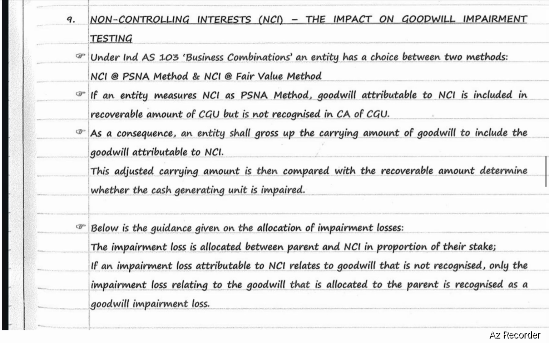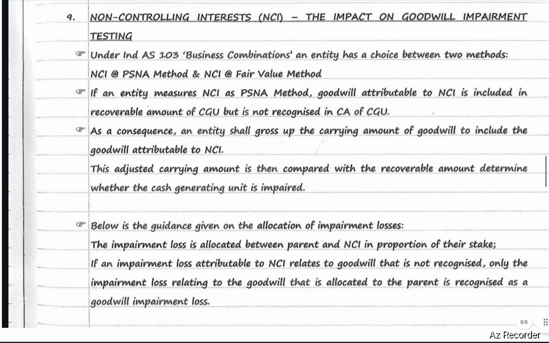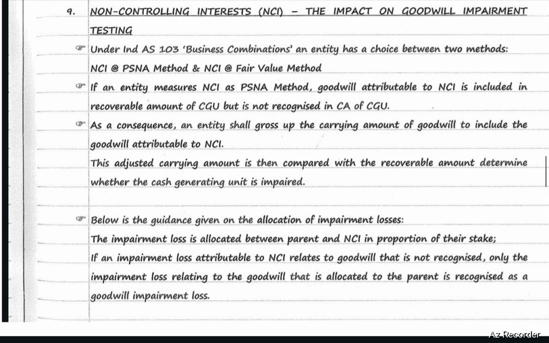Below is the guidance given on the allocation of impairment losses. The impairment loss is allocated between parent and NCI in proportion to their stake. If an impairment loss attributable to NCI relates to goodwill that is not recognized, only the impairment loss relating to the goodwill that is allocated to the parent is recognized as a goodwill impairment loss.